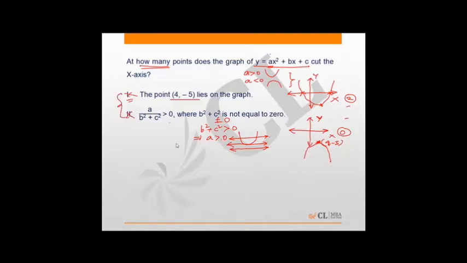Now let's combine both these statements together. If we combine both these statements together, we know that out of these two graphs, the first graph suffices both the conditions. The point (4, -5) lies over here, and this is also a U-shaped graph. Hence we can answer using both the statements together. Thus the marking should be C.